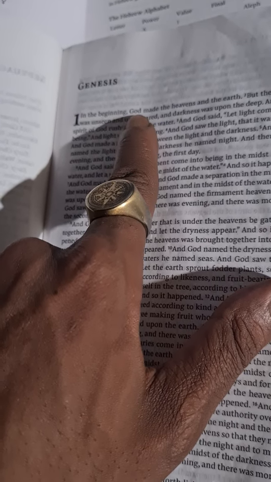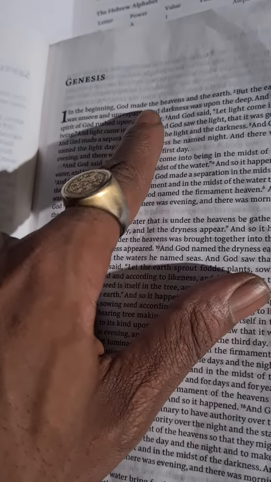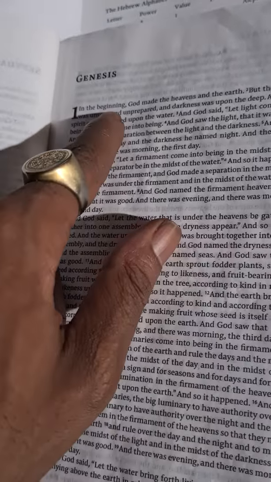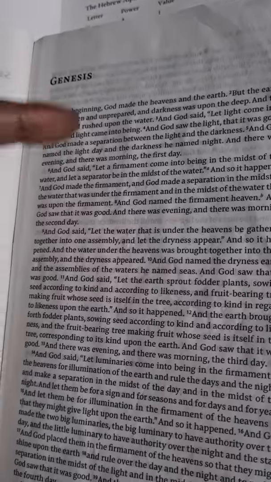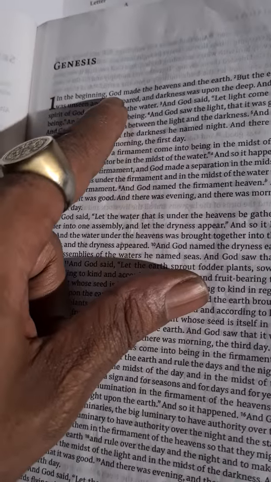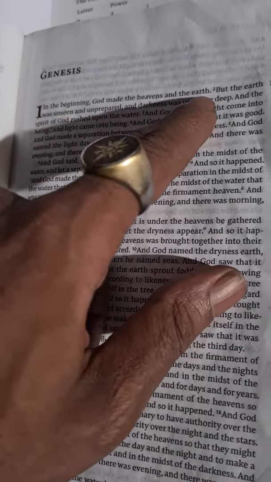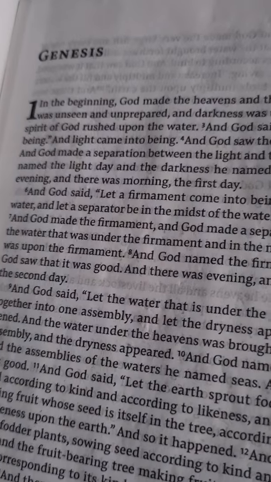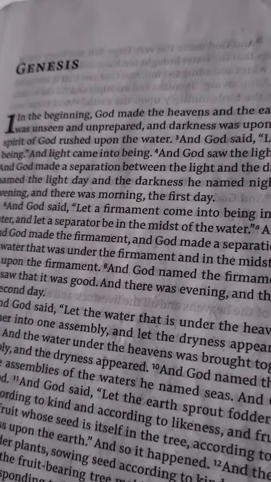So in the beginning, God made the heavens and the earth. So in the beginning, all possibilities made the heavens and the earth. You see what I'm saying? So when you think about made, don't get lost into create. It ain't about made, ain't about create.